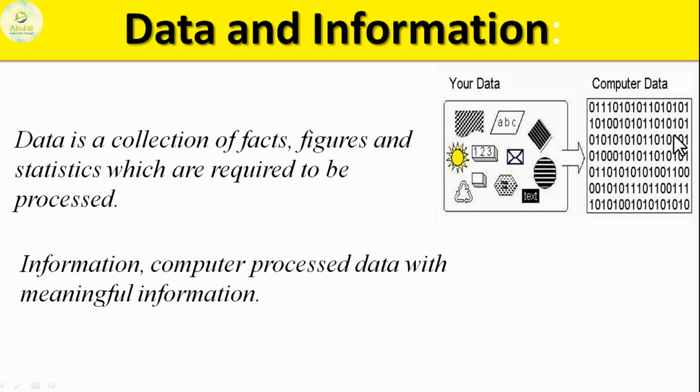Once the data is given to the computer, the data needs to be processed, and the processed data we will call information. So information is the computer processed data with meaningful information. When we get the output, certain things that are to be arranged or reframed or collected and summarized can be done in the processing. So that is the information.